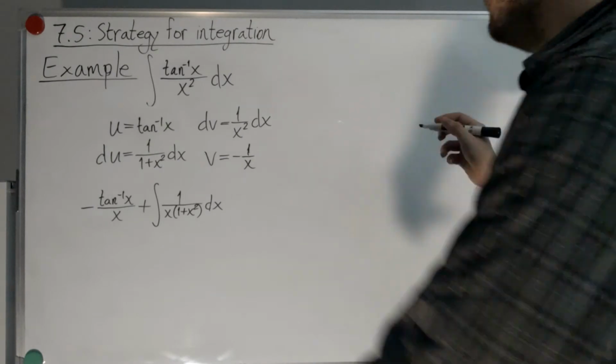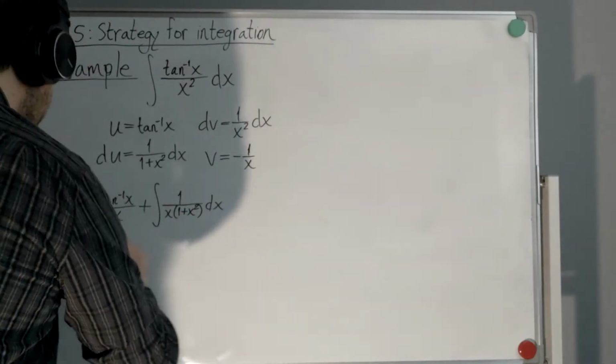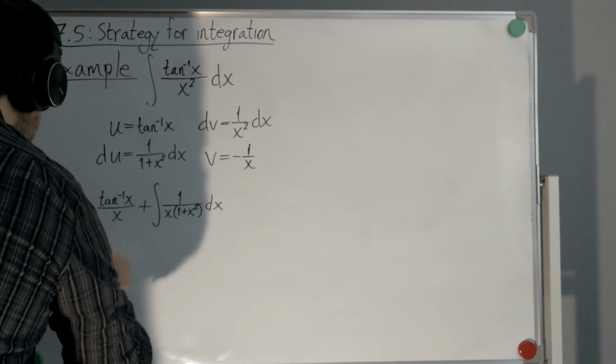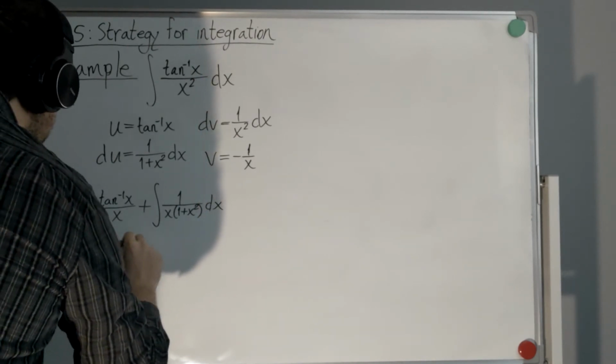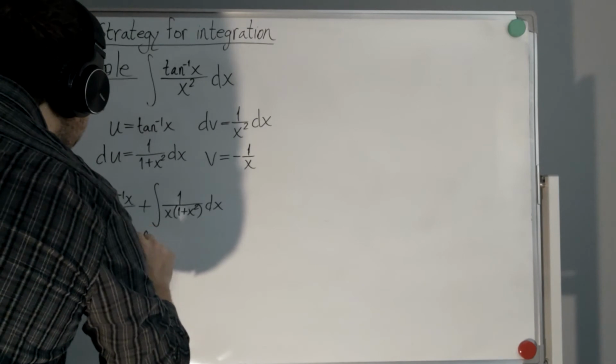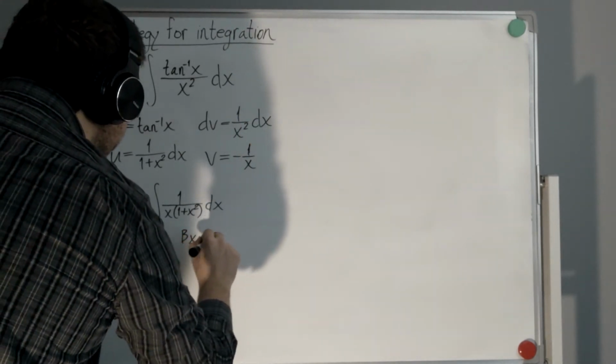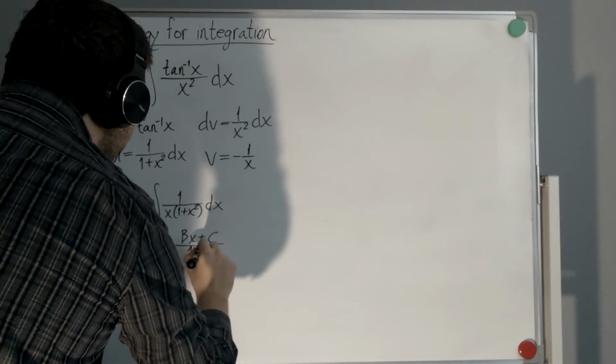So what we want to do is we want to decompose 1 over x times 1 plus x squared into two fractions. The first one is going to be a over x, and the second one is going to be bx plus c divided by 1 plus x squared.